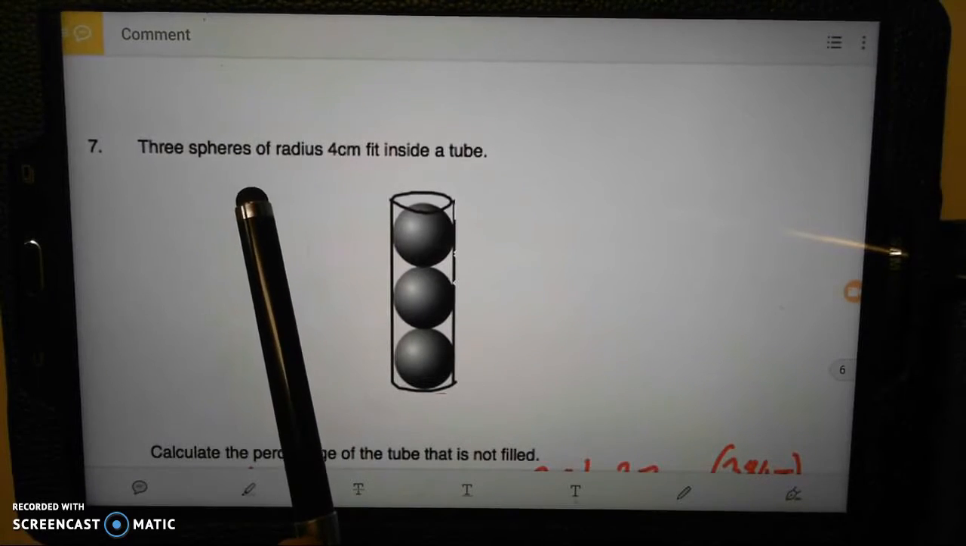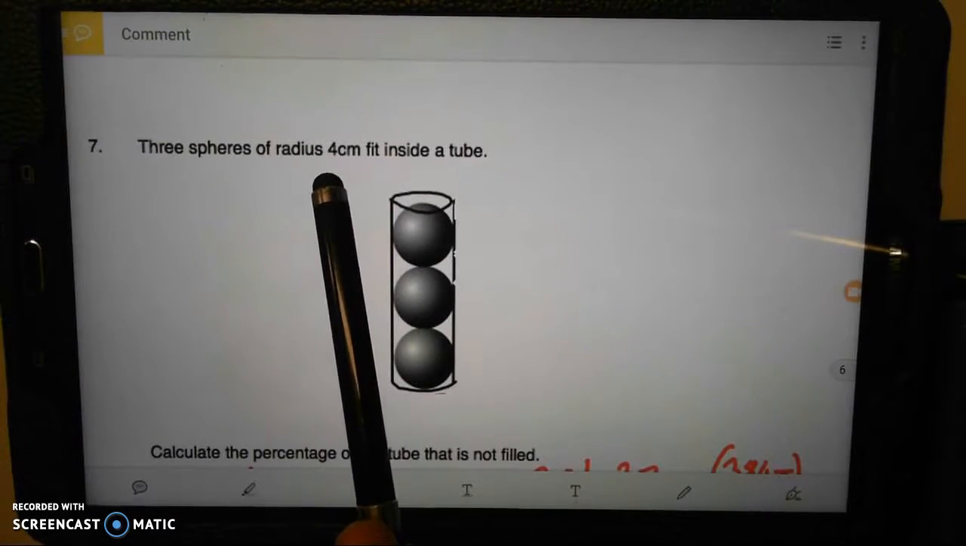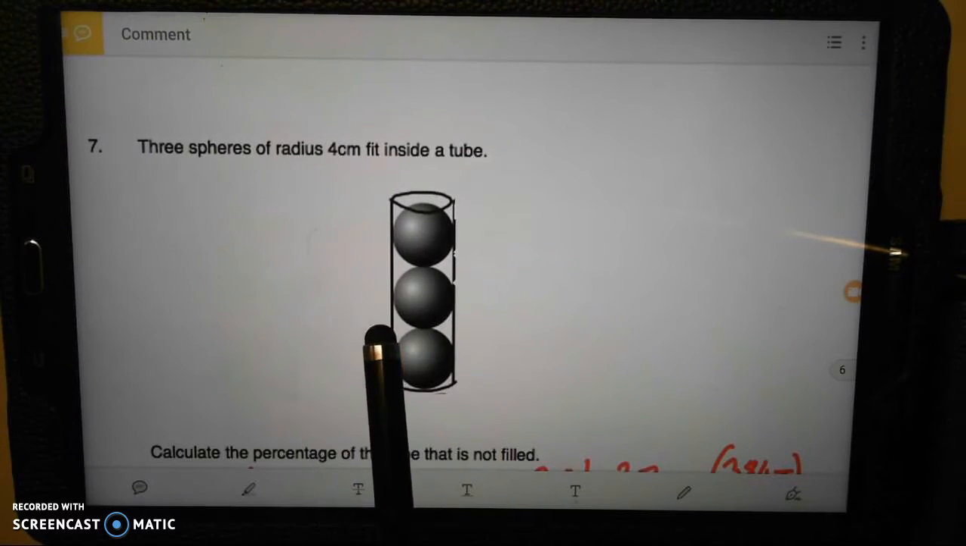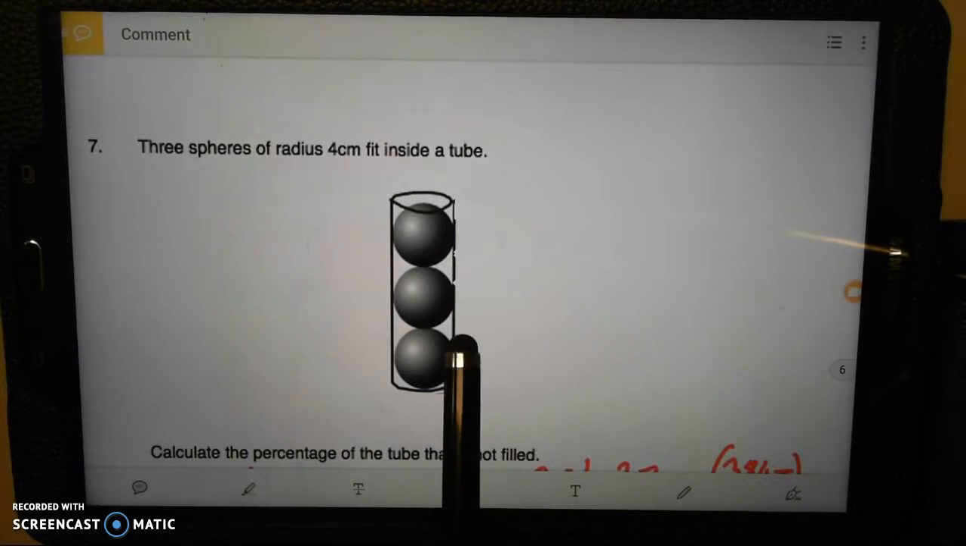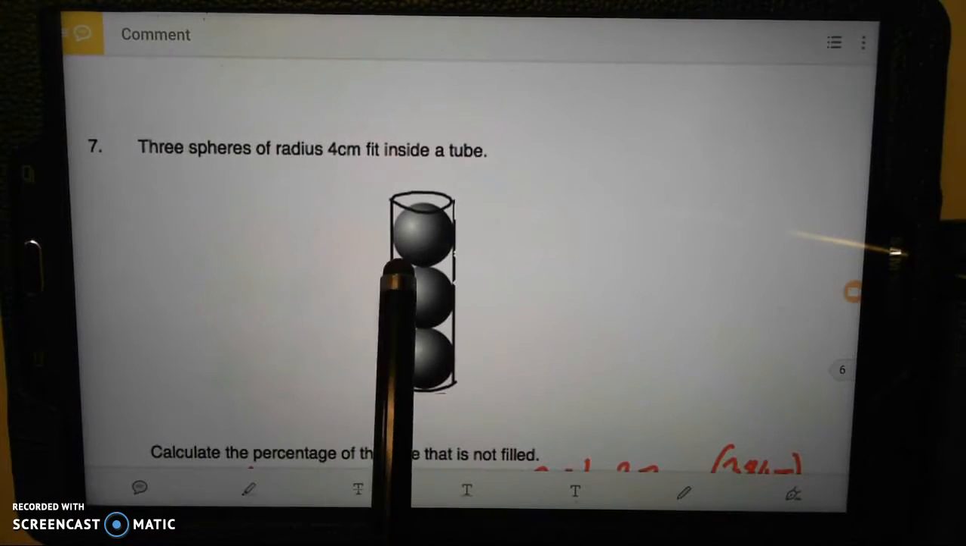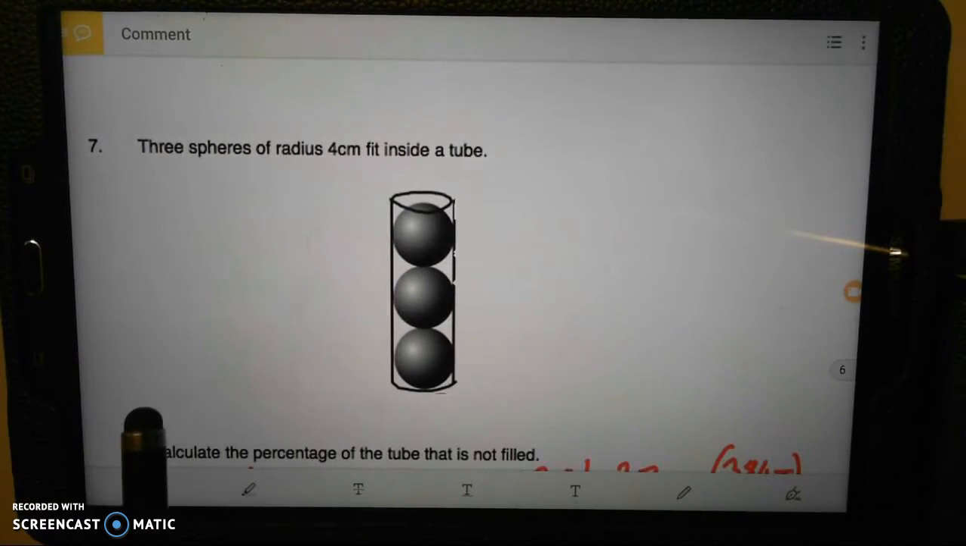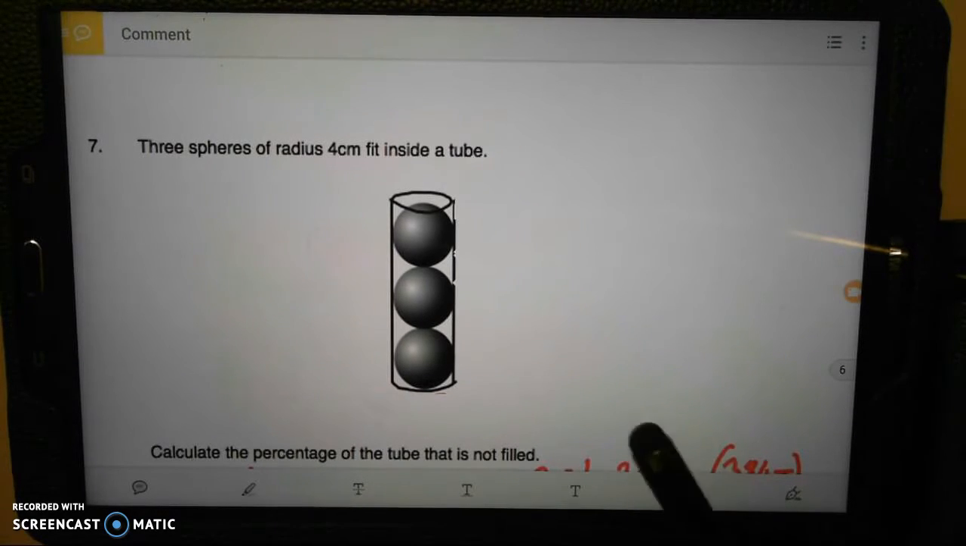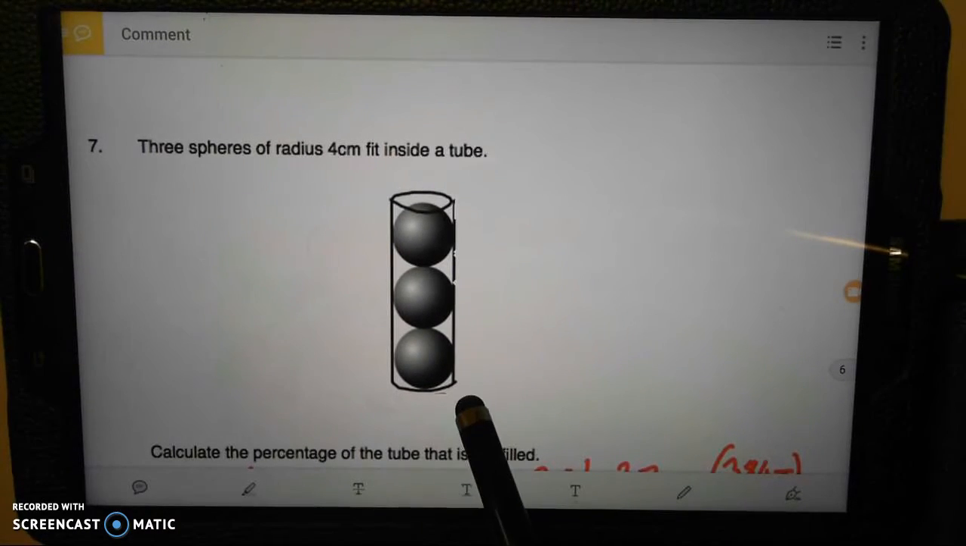So you've got 3 spheres of radius 4 centimeters that fit inside a tube. So you've got 3 spheres, almost like having 3 tennis balls in a tube. So the question is, calculate the percentage of the tube that is not filled. So what we need to do is find first of all the volume of the tube, then find the volume of all 3 balls, take that away, and that will give us the volume of the empty space. Then we have to divide the empty space by the total space of the tube to get the percentage. So the first problem is they haven't given us the height.